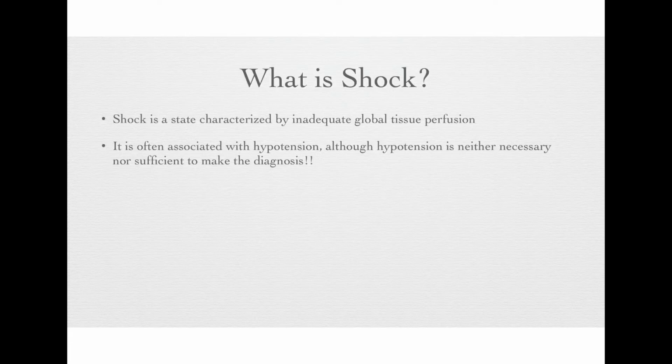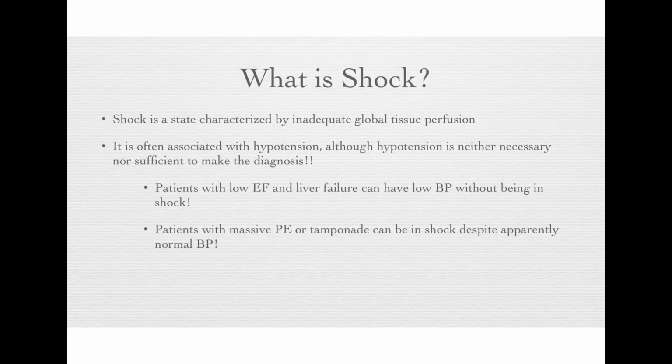An example of patients with hypotension that aren't in shock would be patients with markedly low ejection fraction and liver failure. These patients can have low blood pressures without being in shock, as their bodies have been accustomed to low blood pressures and have adapted to it. On the other hand, patients with massive PE or cardiac tamponade can be in shock despite having an apparently normal blood pressure.